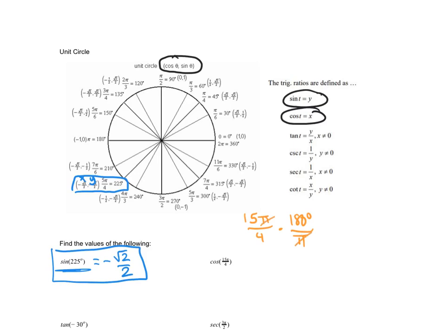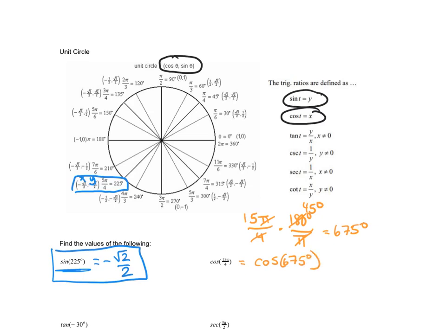So these pi's will cancel. 180 divided by 4 is 45. Now we'll just figure out what is 15 times 45. That's going to give me 675. So the cosine of 15 pi over 4 is the same as the cosine of 675.